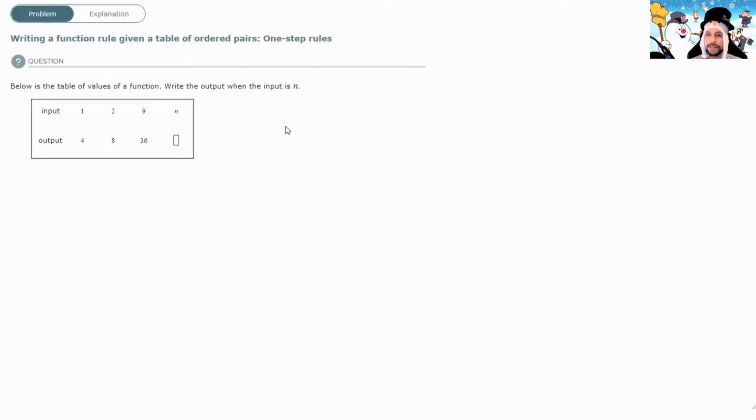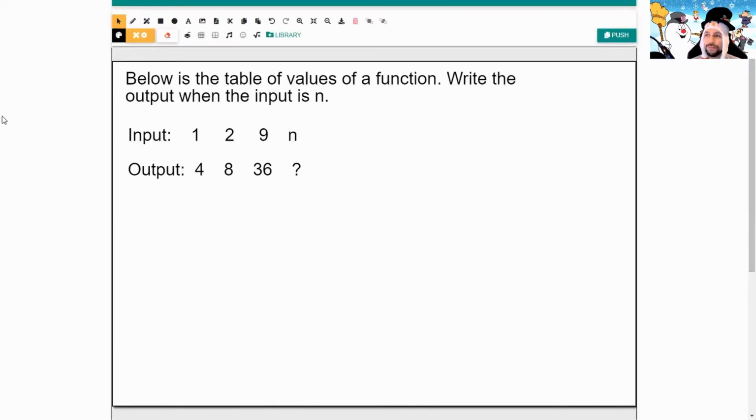Here we are in ALEKS, and it asks us to, for the table of values, write a function when the input is n. So, this is hard to read. I've gone ahead and put this in whiteboard. Here we are in whiteboard FI. It's a little bit bigger and I can move things around and draw on it.